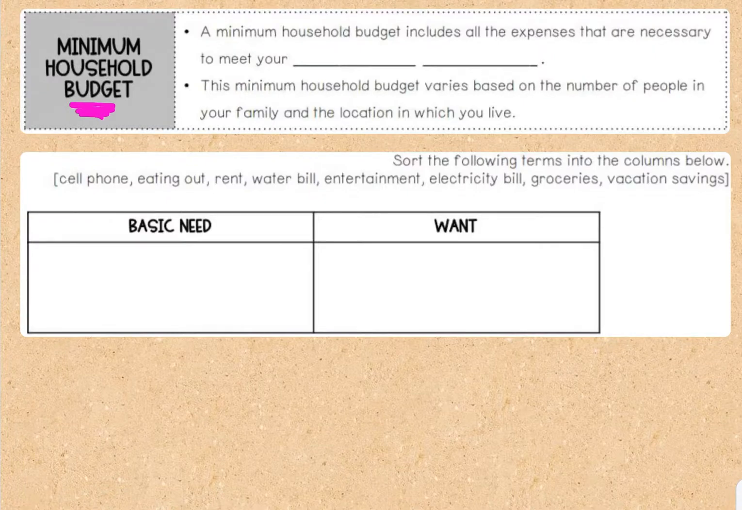In your previous video, you looked at assets and liabilities, what different families or individuals have, and what they're still paying off or owe. What we're looking at today are monthly items that each family or individual has to pay for essentials or for other things as well. So we're going to start with a minimum household budget, which includes all expenses that are necessary to meet your family's needs.